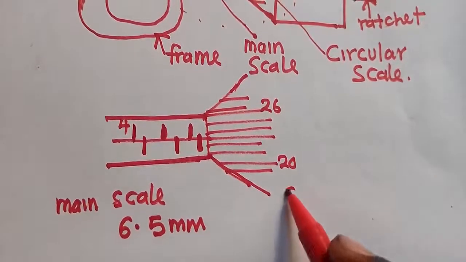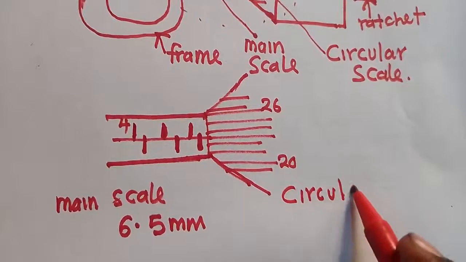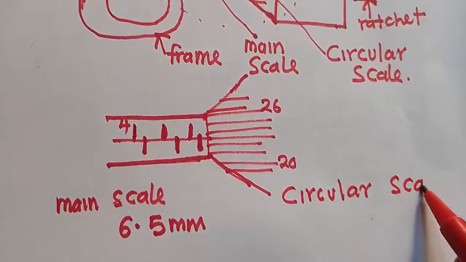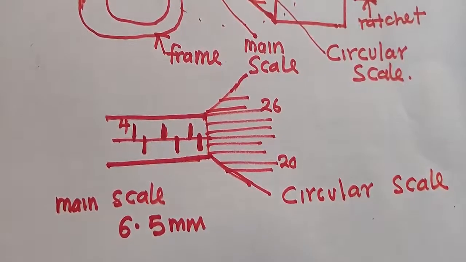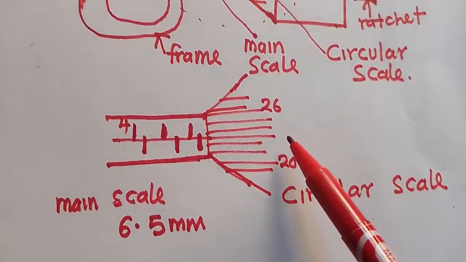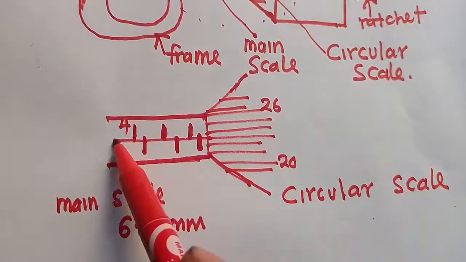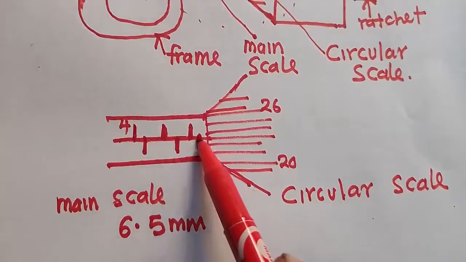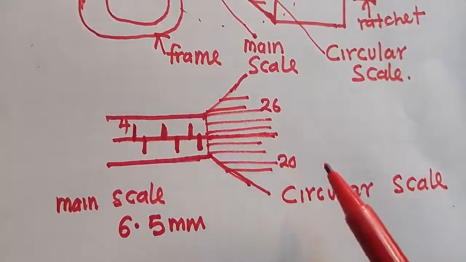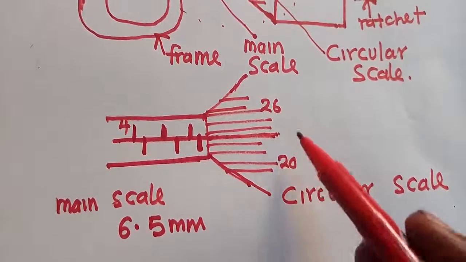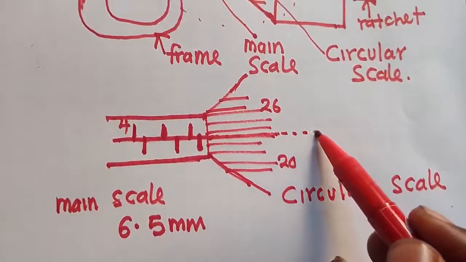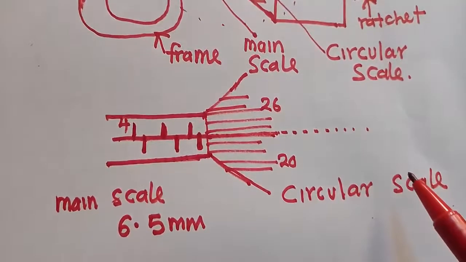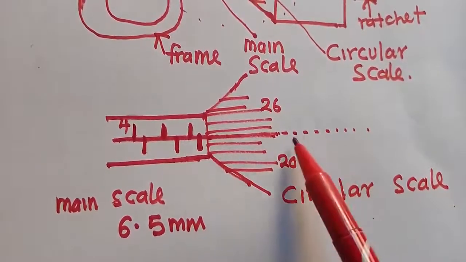We go to the circular scale. This is the circular scale. On the circular scale, you check a line that is straight like this. So this is the part we need to concentrate on.